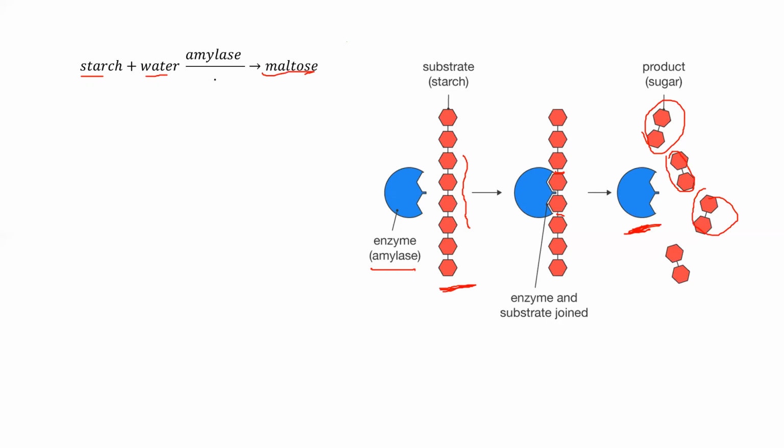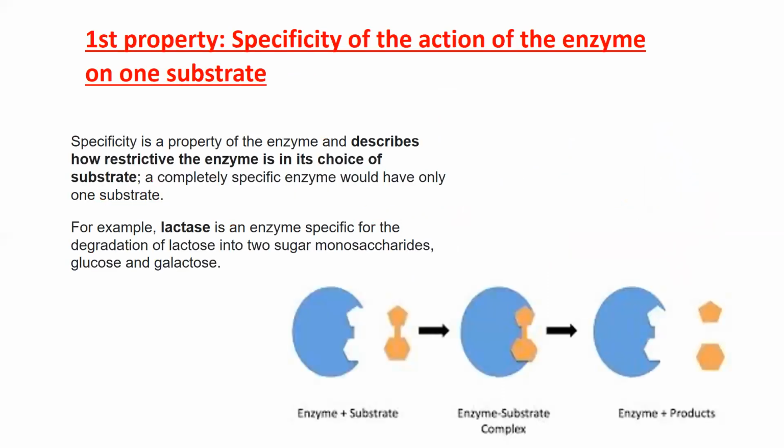Now, let's see the major characteristics or the properties of the enzymes. What are the properties of the enzyme? First of all, the first property of enzyme is specificity. Specificity of the action of the enzyme on one substrate. What do we mean by this? We mean that each enzyme is specific to one substrate.